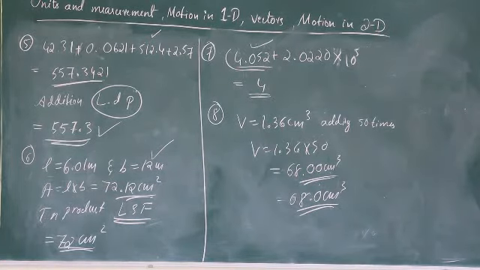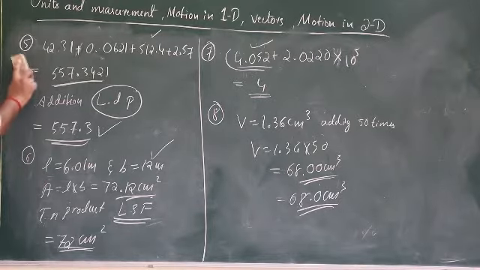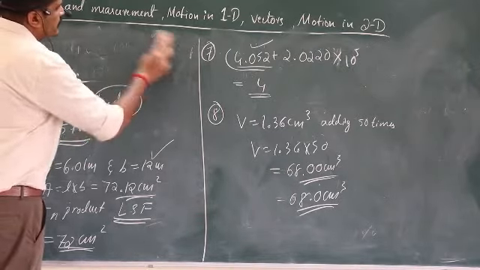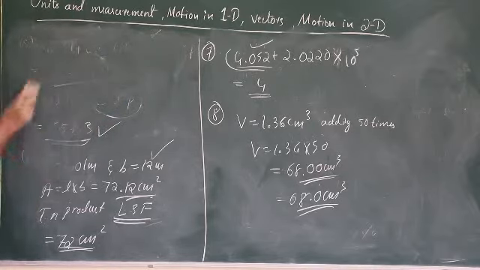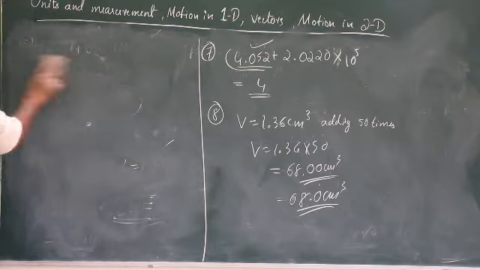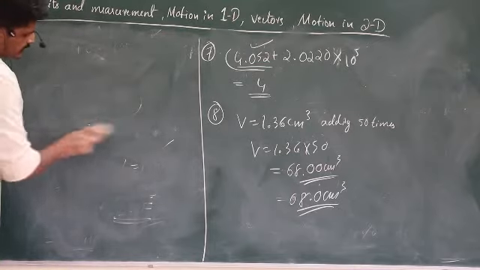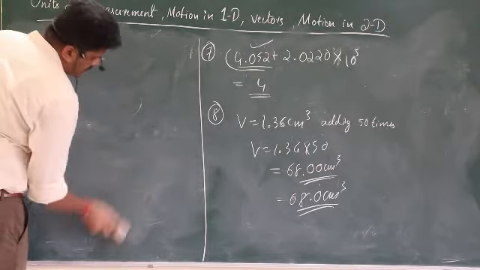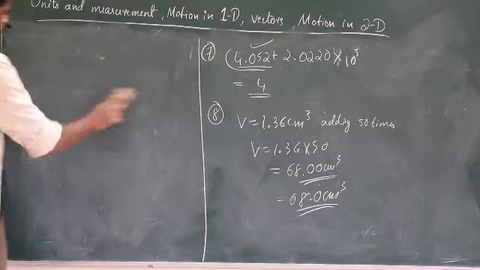The least decimal place gives 68.0 centimeter cube. Though we have multiplied, its meaning is that we are adding it 50 times, so it has to be maintained with the least decimal place.